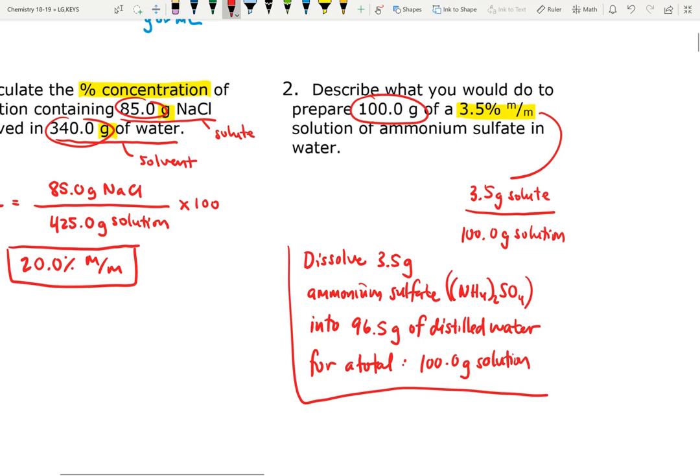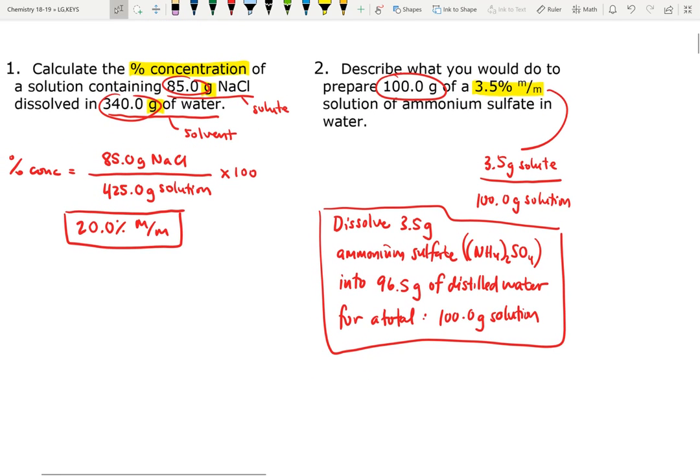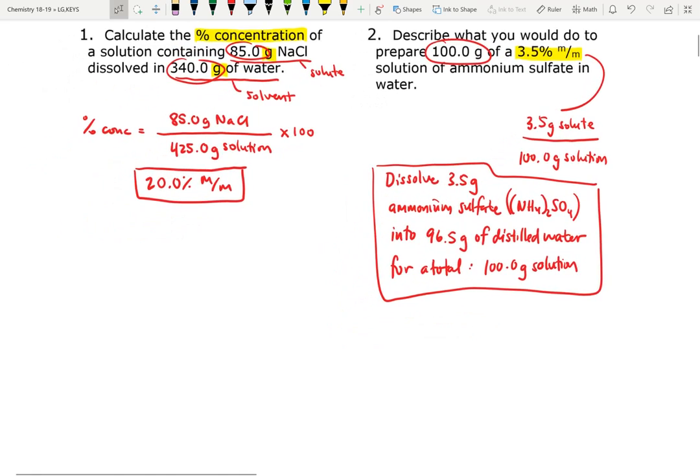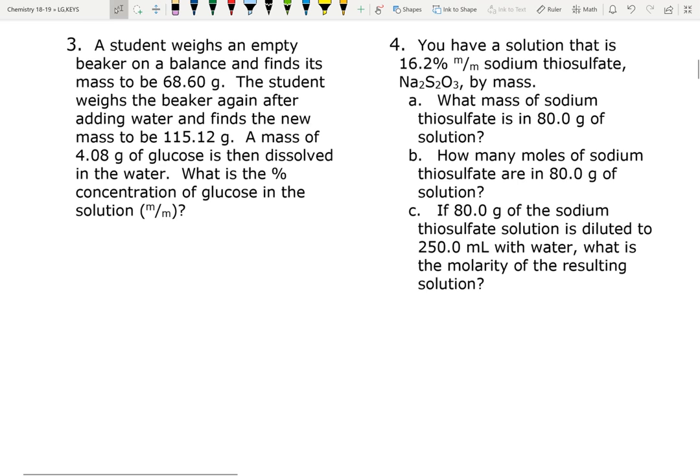Right? So that's kind of just a quick description of how you do that. So you go get your electronic balance, mass out 3.5 grams of ammonium sulfate, and with your balance, add 96.5 grams of water precisely to get to a total of 100. All right, let's look at number 3.